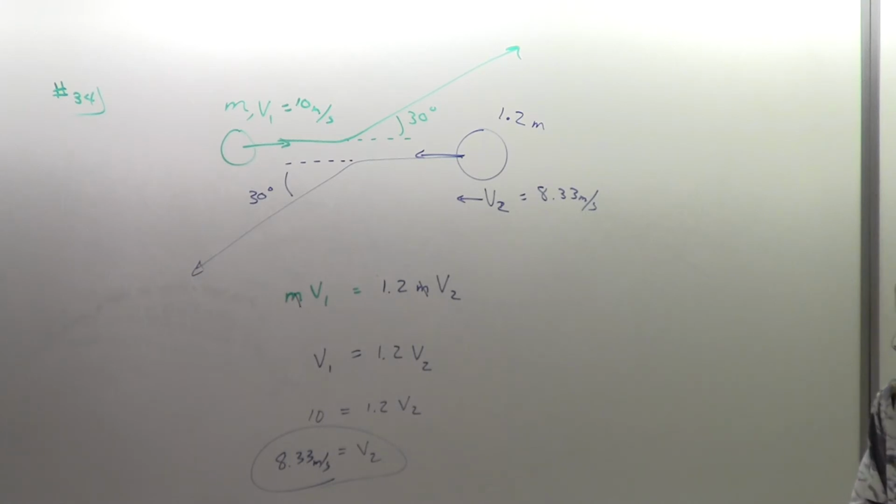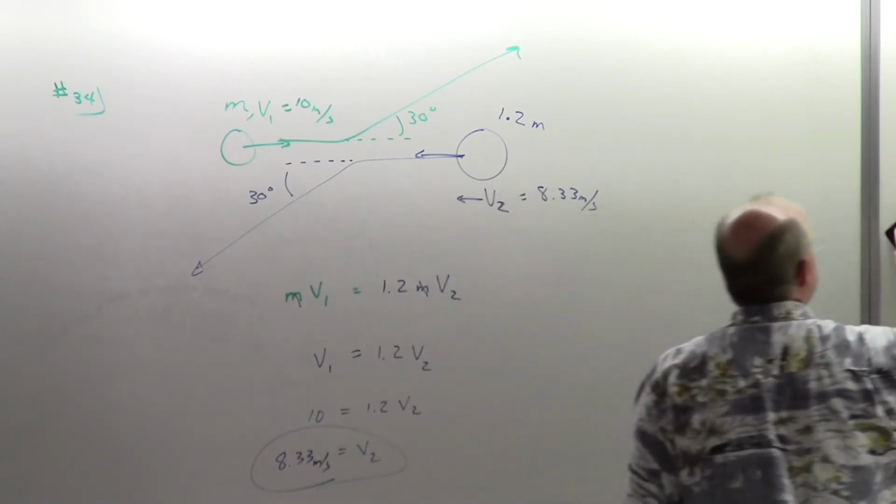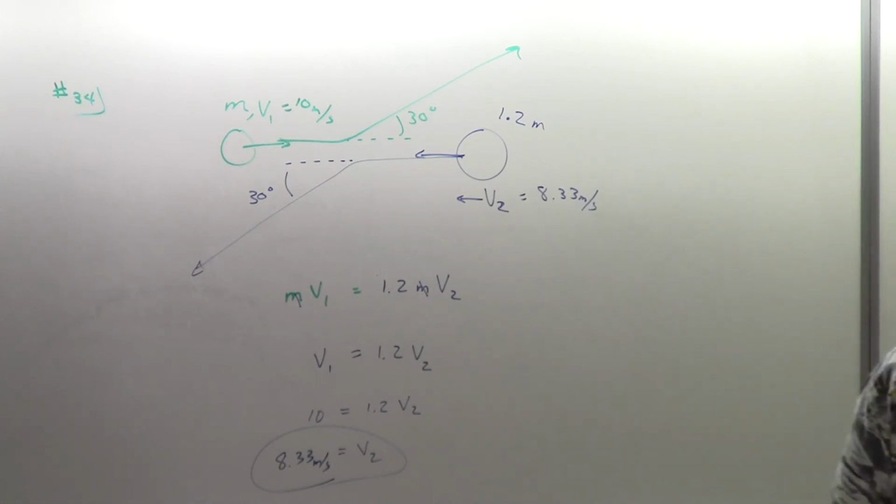It says, find the speed of each puck after the collision, if half of the kinetic energy of the system becomes heat in the collision. All right, so this is the given information. And actually we did a little bit of work then to find the speeds also. But after the collision, I would have something like this.